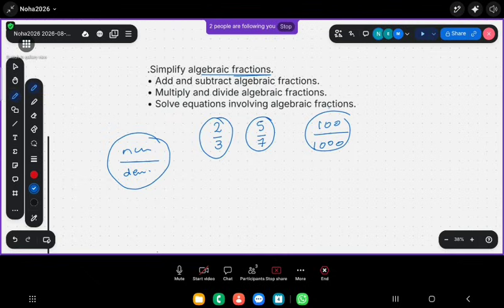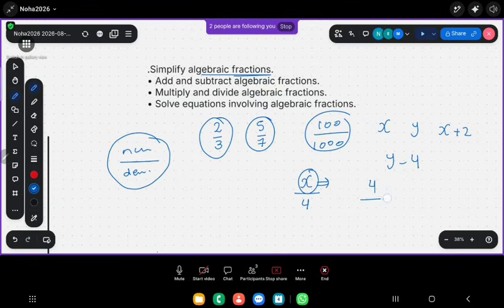An algebraic fraction is a simple fraction where the numerator, the denominator, or both contain an algebraic expression. What's an algebraic expression? Maybe x, maybe y, maybe x plus 2, maybe y minus 4. It's okay, right? All of them are algebraic expressions. When we see an algebraic expression in the numerator, maybe x over 4, is it an algebraic fraction? Yeah. Why? Because the numerator is an algebraic expression.